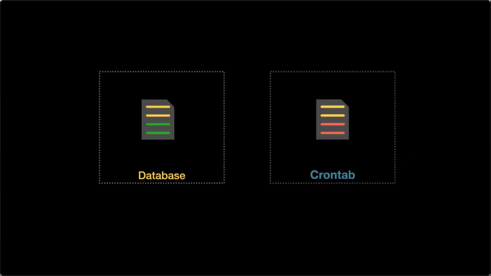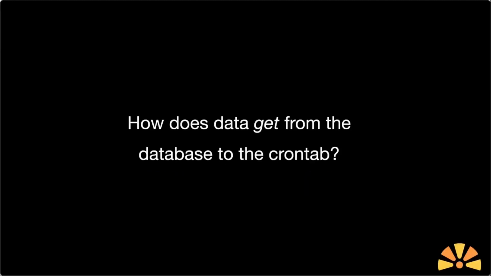With data stored both in the monitoring service's database and in the cron tab, it's possible for these two to get out of sync. If that occurs, we treat the database as the source of truth, meaning that if a discrepancy exists, the data in the database overwrites the data in the cron tab. Great, so we know where the data is stored. How does the data get from the database to the cron tab?